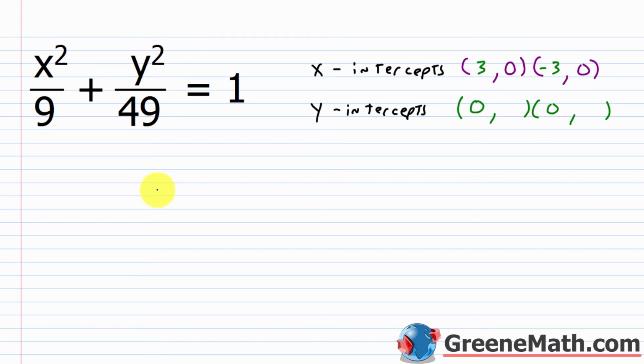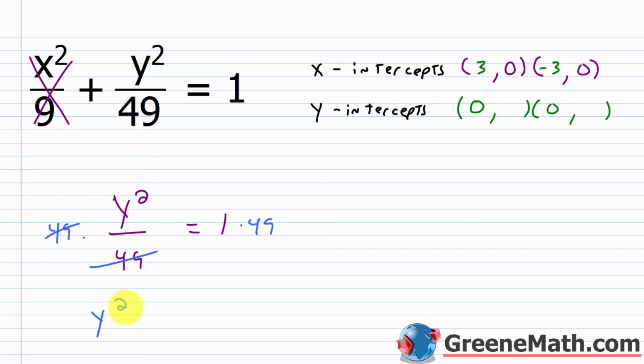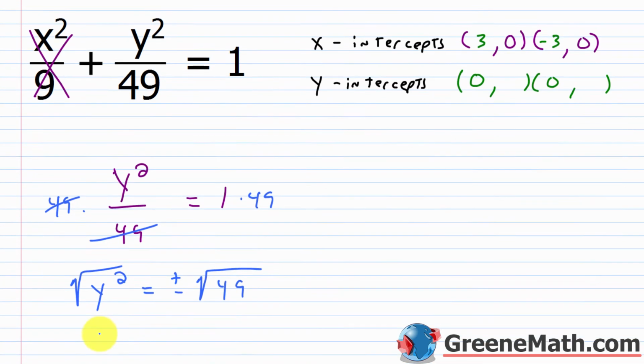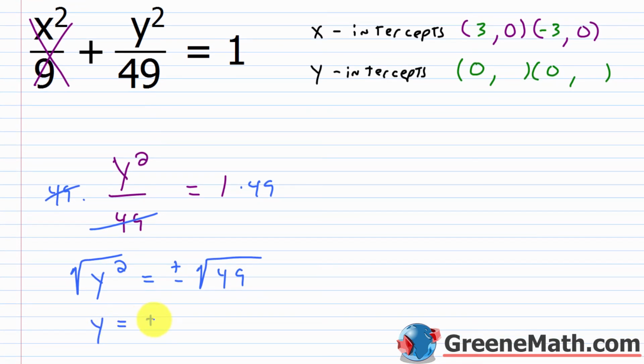So if I went through the whole thing, I'd plug in a 0 there. This would be gone. I have y squared over 49 equals 1. I multiply both sides of the equation by 49. That cancels. I get y squared is equal to 49. Again, I take the square root of this side plus or minus the square root of this side. So we get y is equal to plus or minus 7. So 0, 7, and then 0, negative 7.